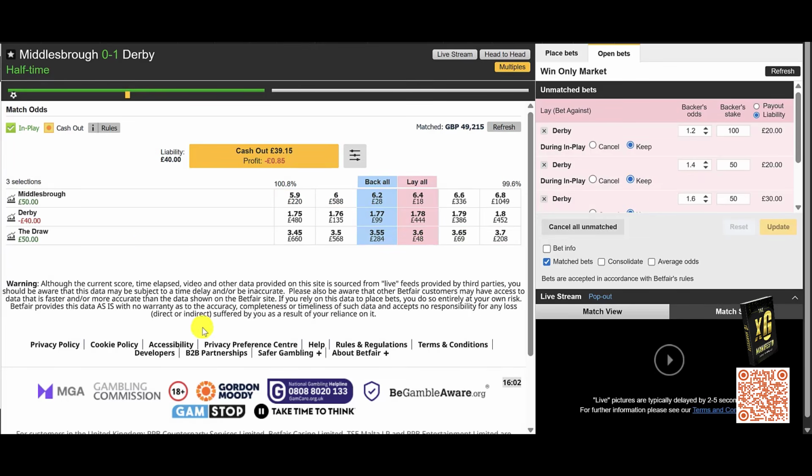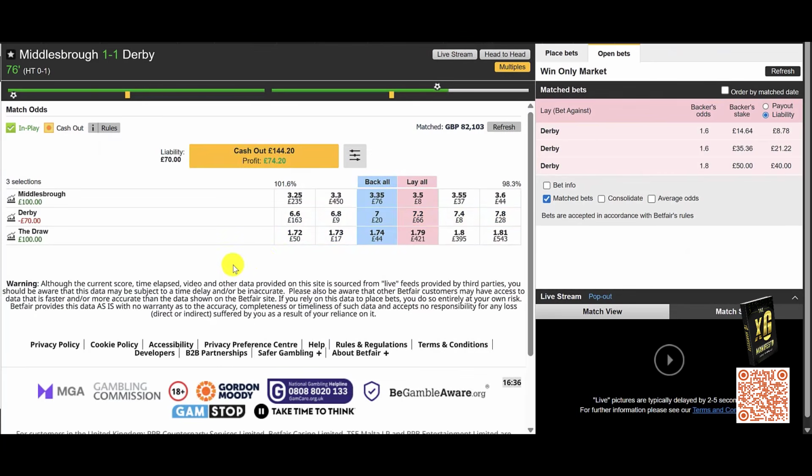Derby leading since the very first minute, actually. So anyway, it's going to be interesting. We'll keep an eye on this XG because obviously things can change, and then if it does, we just cancel the rest of these lay orders. But anyway, let's see what happens. It's 1-0 at half-time. 76 minutes on the clock.